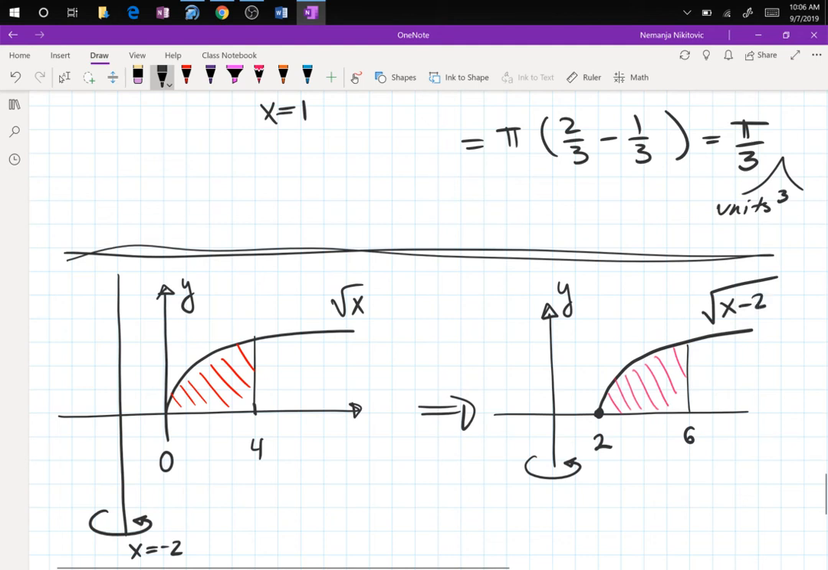Very good. Excellent. Good. Wait, why are you shifting it?